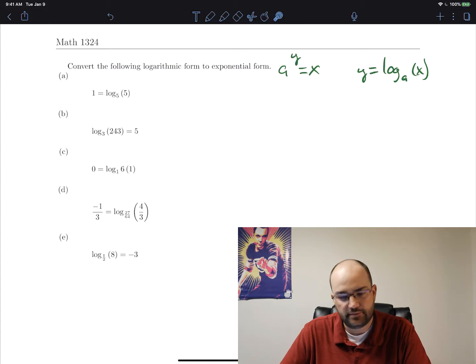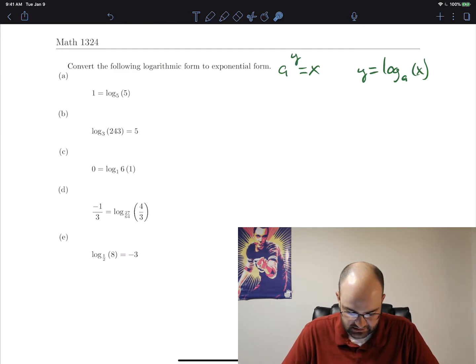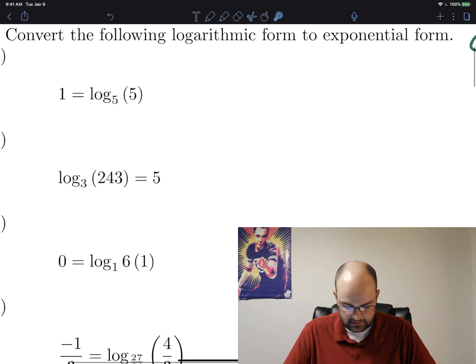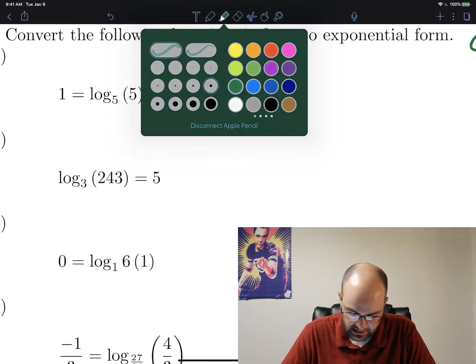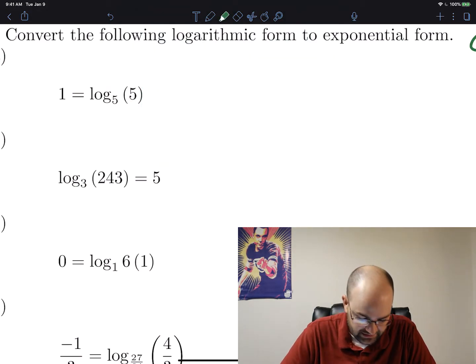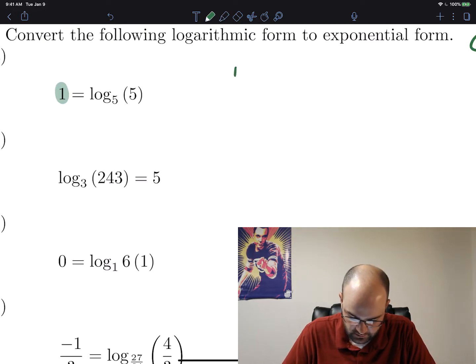Now, what's important to keep in mind here is if you have the logarithm, what it's equal to is the exponent. Okay, so looking at this, if I want to convert this logarithm, 1 equals log base 5 of 5, to an exponential, that means that I need to look at the exponent. Well, what is the exponent? The exponent's 1. So whatever I have is going to be to the first power.